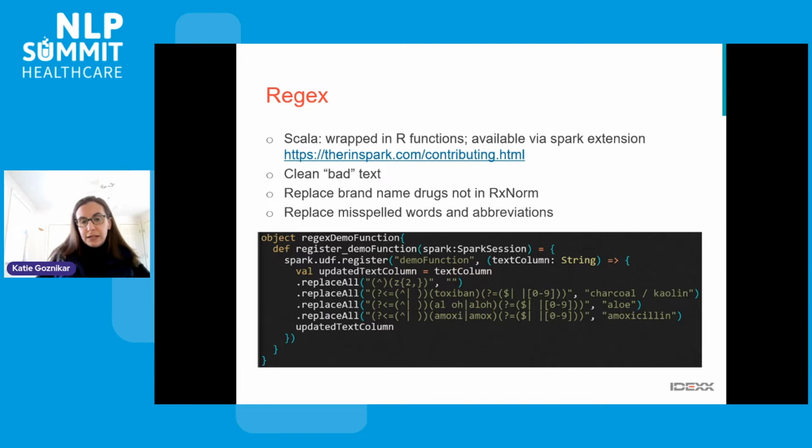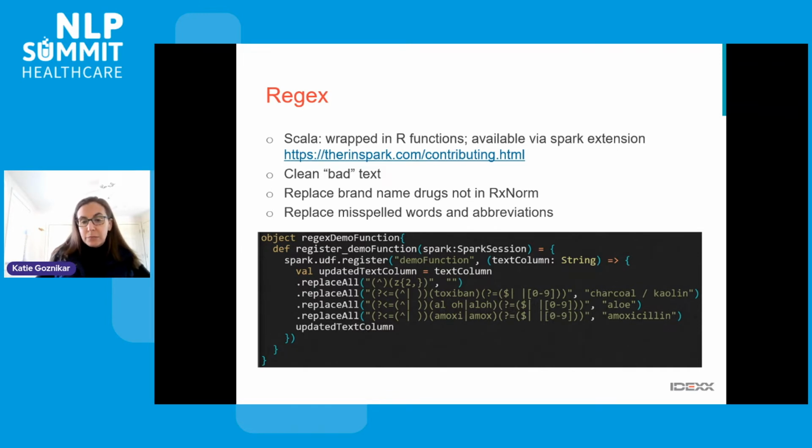So the first step in our process is to use regex to do some data cleaning and removal. The implementation of Scala functions as user-defined functions in R and Sparkly R is actually fairly simple. I've included a link to a resource you can use here, and the sparknlp package is also a good resource for seeing how this is done. Our regex first cleans bad text, things like 2 or more leading Zs in a drug description.